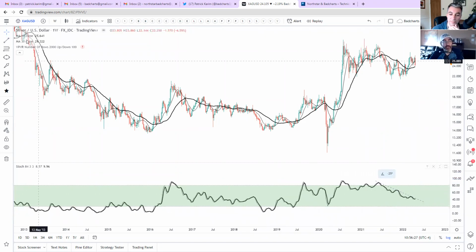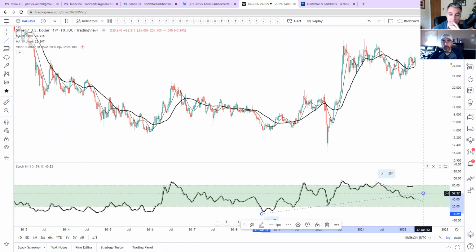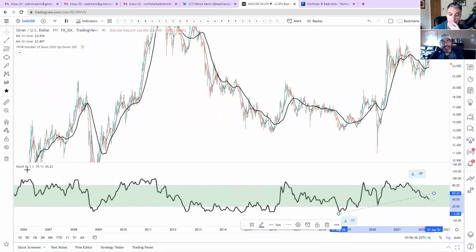All right, guys, to close it up, here is the weekly. So this is a smaller time frame, and I've been dabbling with this one. So this is the 84 week period, 84 period.